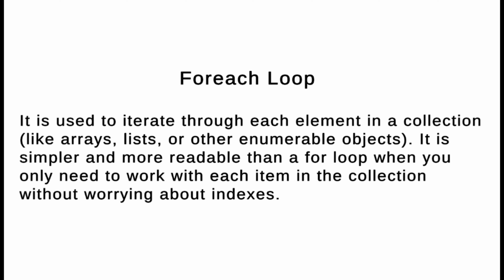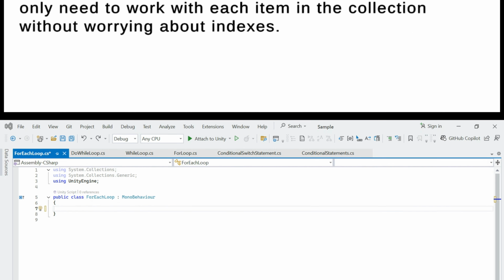For each. It is used to iterate through each element in a collection, like arrays, lists, or other enumerable objects. It is simpler and more readable than a for loop when you only need to work with each item in the collection without worrying about indexes. Now see the example script of for each loop.